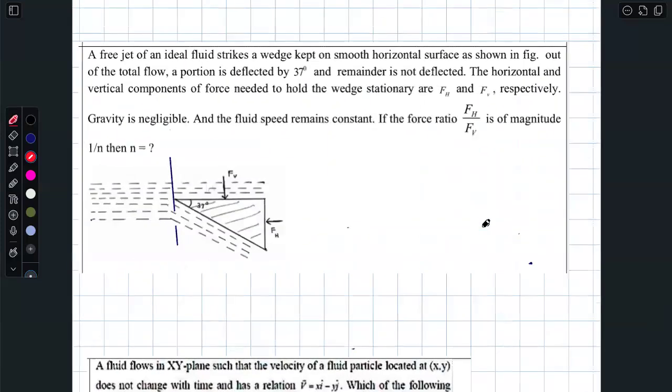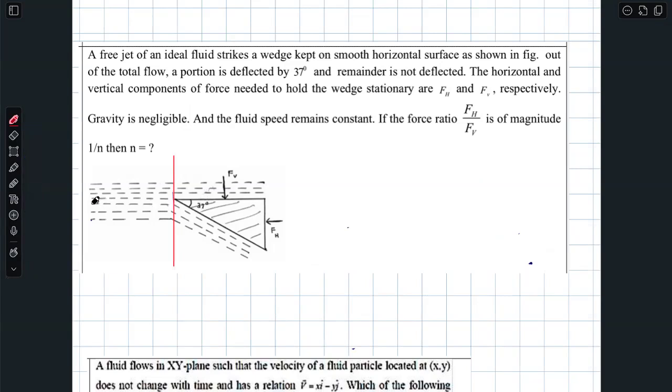Please see this question, everyone. A free jet of an ideal fluid strikes the wedge kept on a smooth horizontal surface as shown in the figure. Out of the total flow, a portion is deflected 37 degrees and the remainder is not deflected. It's a very important observation. Now, till here, no issues. The horizontal force components needed to hold the wedge stationary are to be found.